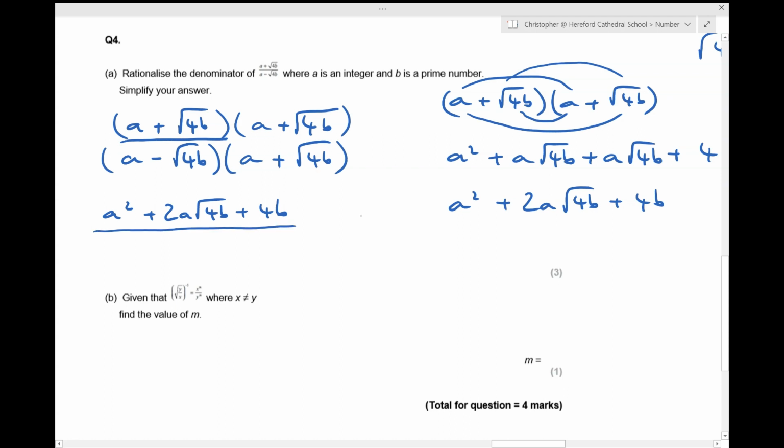And on the bottom here, I get a times a is a squared. The middle terms disappear, so I get minus, well, root 4b times root 4b is just 4b. Okay. Right, now I'm just having a look at that and thinking, can I simplify it? And the answer is I cannot. And so that is my final answer for question 4a.